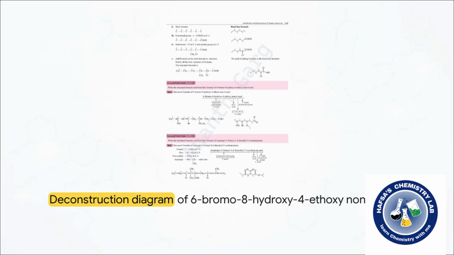The name is 6-bromo-8-hydroxy-4-ethoxy-non-6-enol. I know, it sounds absolutely terrifying, right? But watch how easily it falls apart. The root is non. That tells us it's a 9-carbon chain. Boom, draw 9 carbons. The primary suffix is -ene at position 6, so drop a double bond between carbons 6 and 7. The secondary suffix is -ol. That indicates an aldehyde functional group right at the end of the chain. Finally, look at the prefixes. We just stick a bromo group at carbon 6, a hydroxy at carbon 8, and an ethoxy at carbon 4. Just like that, the whole puzzle is solved.